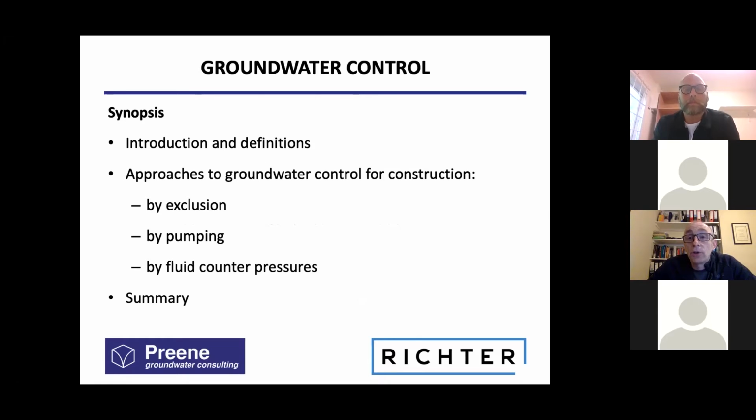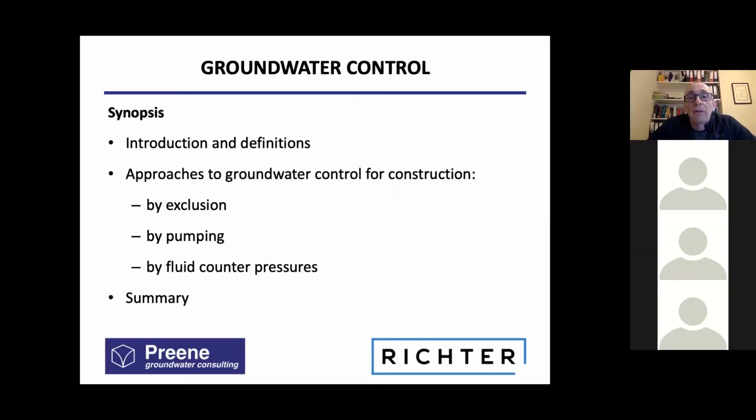These are exclusion, where basically we try and keep the water out. This is pumping, where we use wells and sumps to lower the groundwater level below the excavation. And also the interesting technique of fluid counterpressures, where if we have the confined space of a tunnel or a shaft, we can pressurize that to effectively create a bubble below the groundwater level. And then I've got a few concluding remarks.